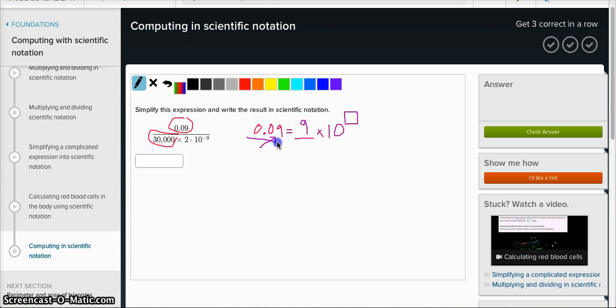Now this number that we're starting from is less than 9. 0.09 is less than 9. So I know it's going to be a negative exponent. And then I basically just count how many places the decimal moves. The decimal moves 2 places to go from 0.09 to 9. So this is going to tell me it's 9 times 10 to the negative 2.